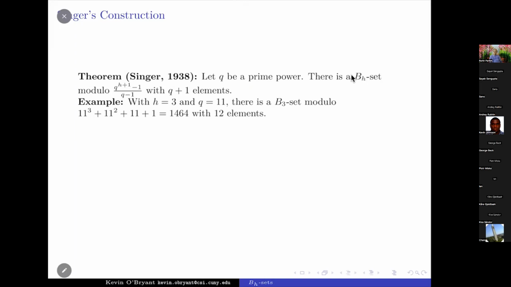Yes, the H reappears in this modulus, but not in the size of the set. So H and q here are independent. So you can say, let q be a prime power and H any integer, then there's a B sub H set. You can put H into the statement of the conditions.